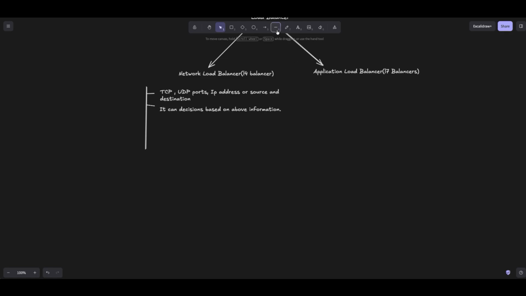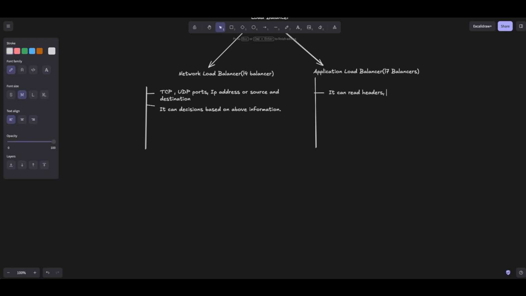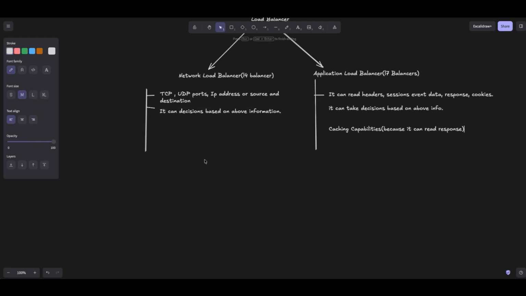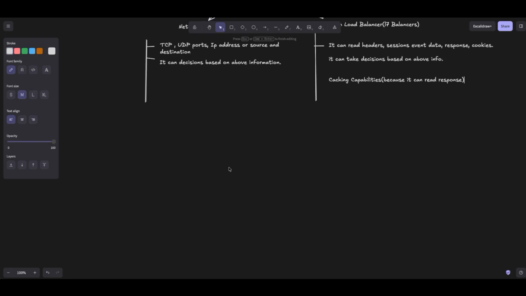Now L7 load balancers are more advanced load balancers, and they operate based on the information they can access. So they can read headers, sessions, event data, and cookies as well as responses. And based on all this information, they can take decisions for routing. Since it's advanced, it also has caching capabilities. And why does it have caching capabilities? It's because it can read the response as well. Based on the places I learned about load balancers, most of the algorithms that we see on the internet are for L4 load balancers.